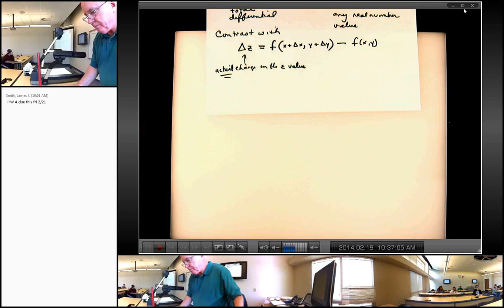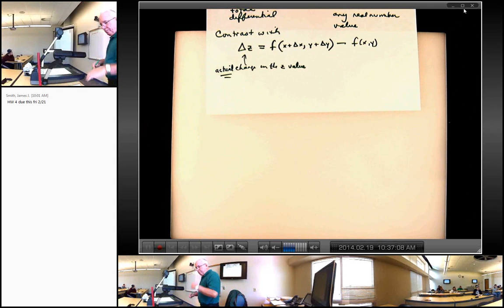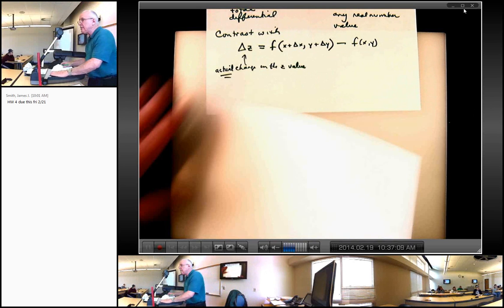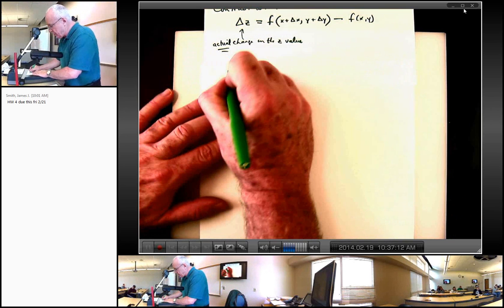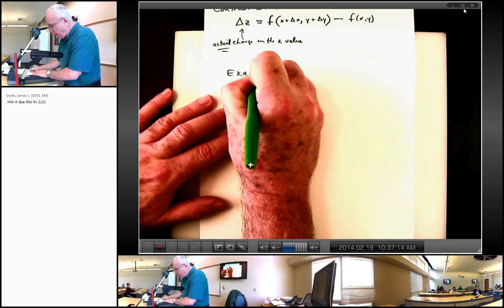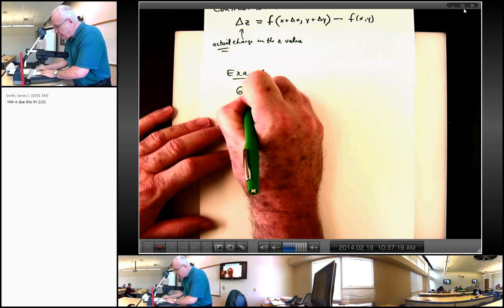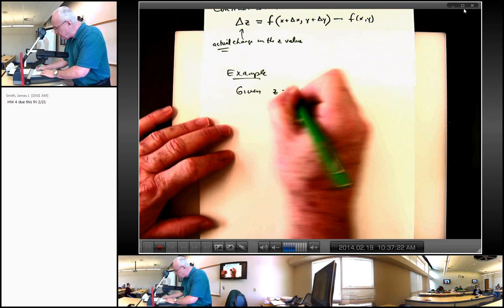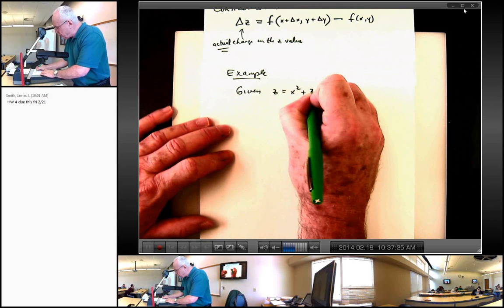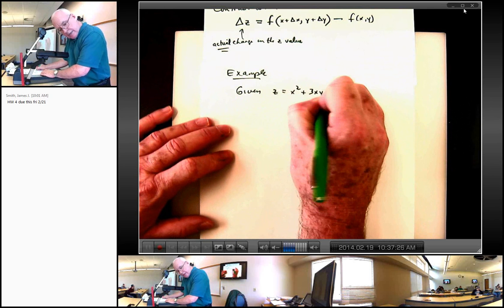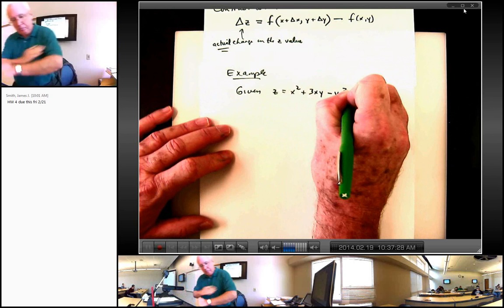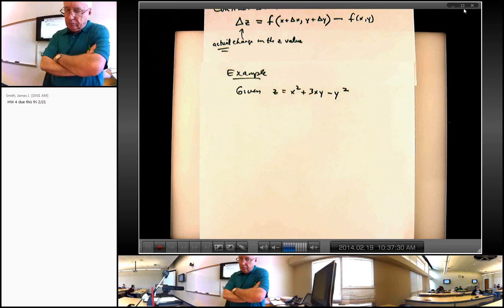All right. Let's look at an example of what we're talking about here. Say our function is this. We're given that z is equal to x squared plus 3xy minus y squared.